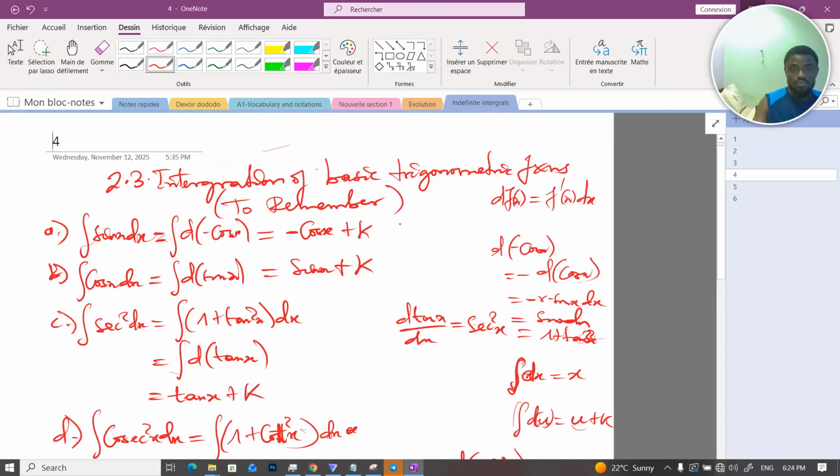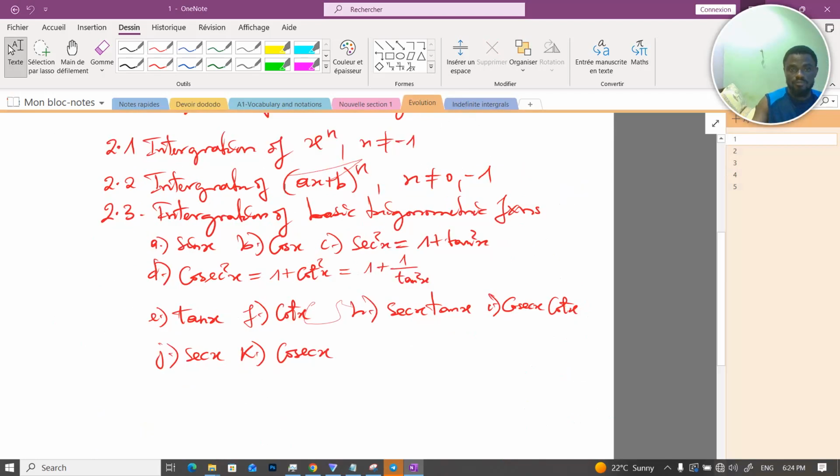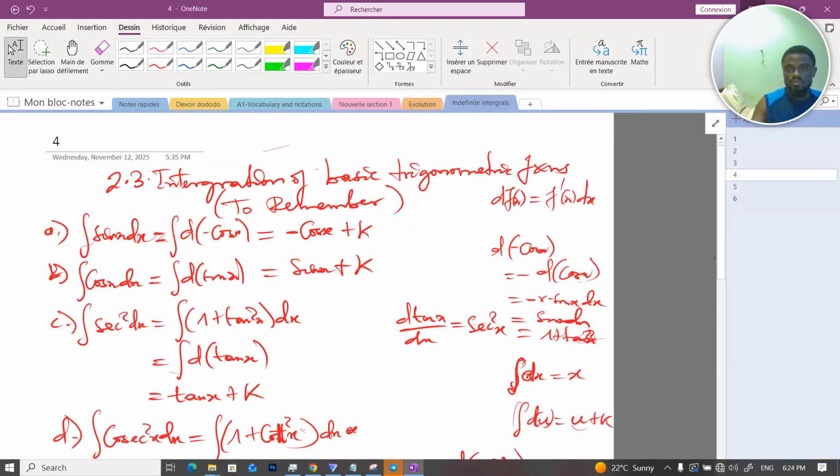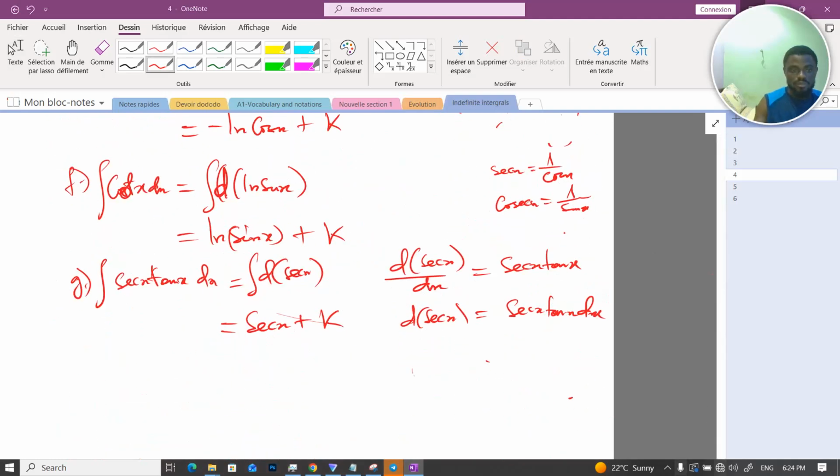The integral of cosec x cot x. Okay, let's move to that. G, H, the integral of cosec x cot x with respect to x.